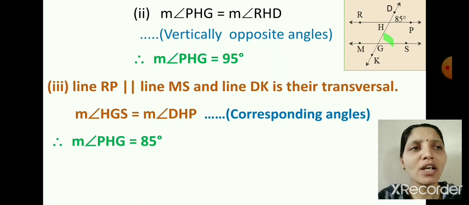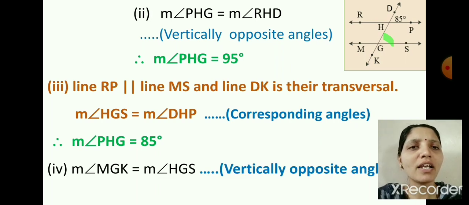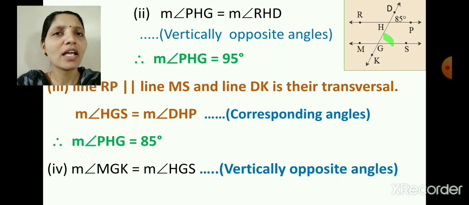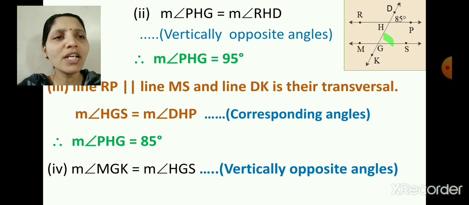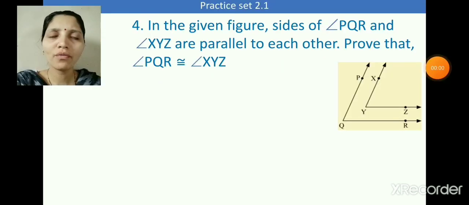Now which angle do you have to find out? Angle MGK. Angle MGK is the vertically opposite angle to angle HGS, so that will also be equal to angle HGS. Therefore, measure of angle MGK is equal to measure of angle HGS. Reason you will write as vertically opposite angles. Therefore, measure of angle MGK is equal to 85 degrees. Hence, we have solved this sum. So this way you have to solve all the related sums. Now we are going to solve the fourth sum from practice set 2.1.